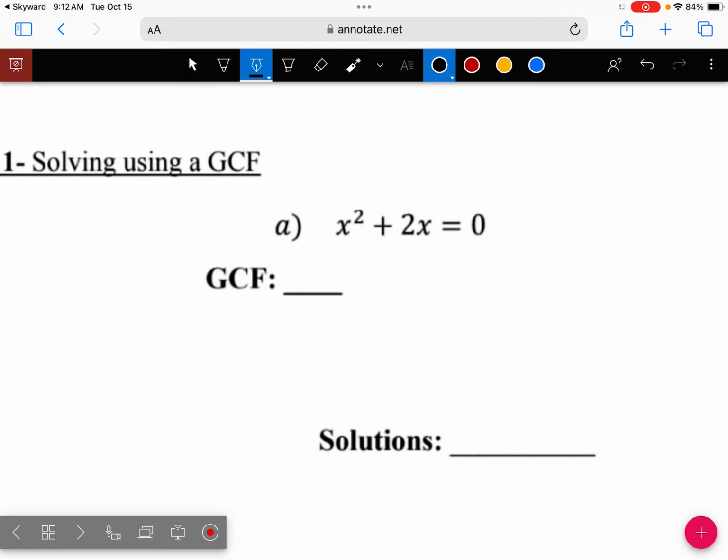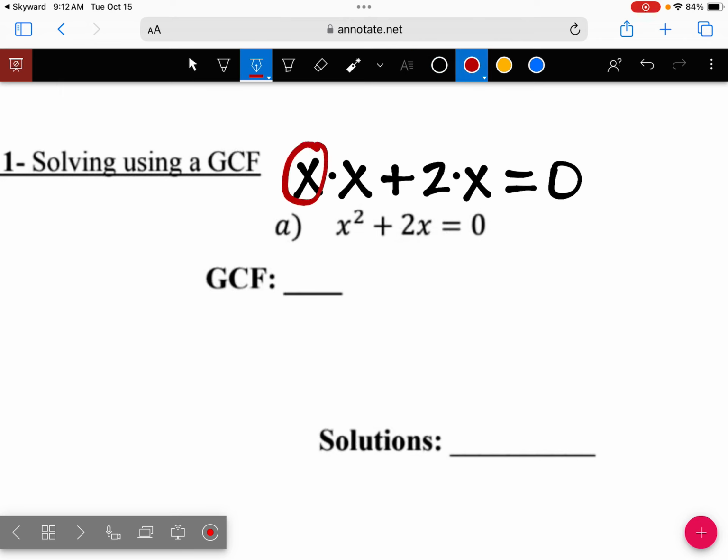I'm going to break this down because that might be helpful. X squared is the same as x times x, and then that's plus 2 times x. That's the factors. So we have 2 different terms. And what is the GCF that they both have? What can I take away from both of those terms? X. So that would be my GCF. So my GCF is x.